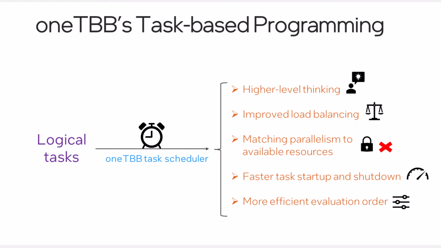It does load balancing, that is, efficiently assigns tasks across threads and cores. It manages sizing and timing of parallel workload tasks such that they scale well without causing locks and waits. It also helps with faster initiation and termination of tasks, along with deciding on their efficient evaluation sequence.